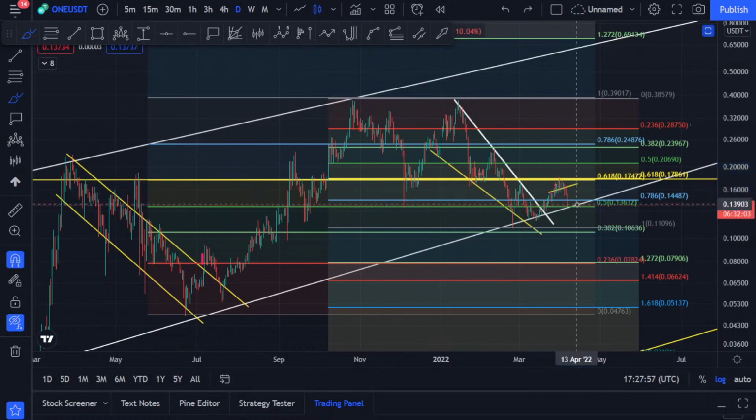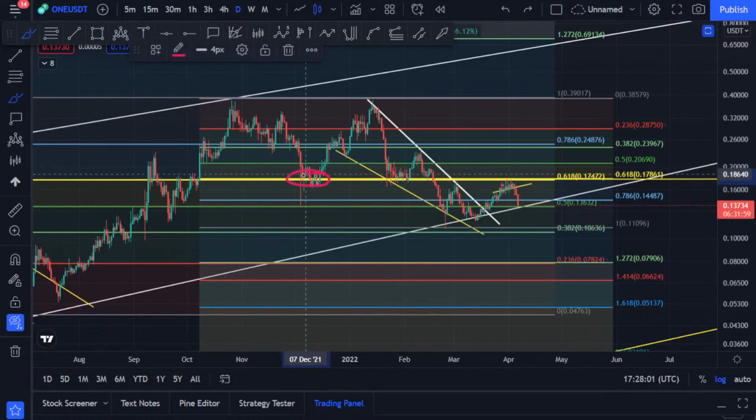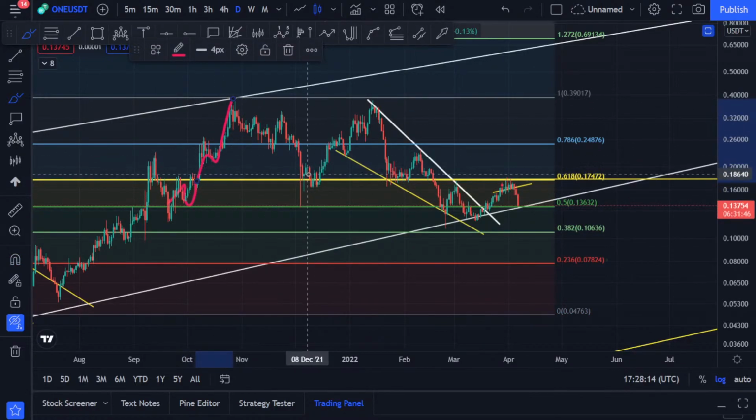Now, it needs more momentum to break this area. You can see these areas over here. Look at these areas. When it didn't just break it the first time, it took a couple of tries to break this area and then went to the upside.